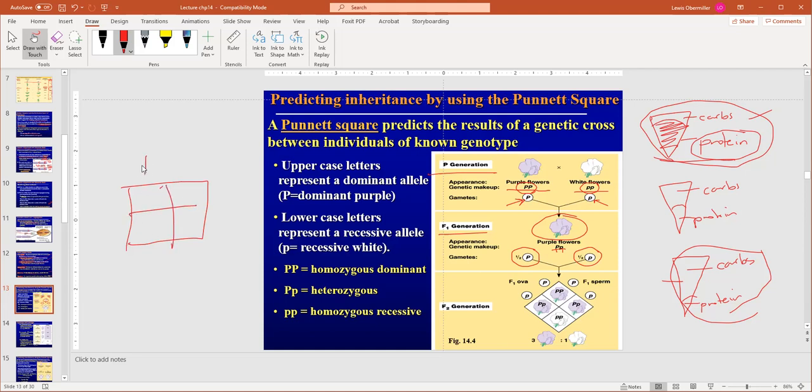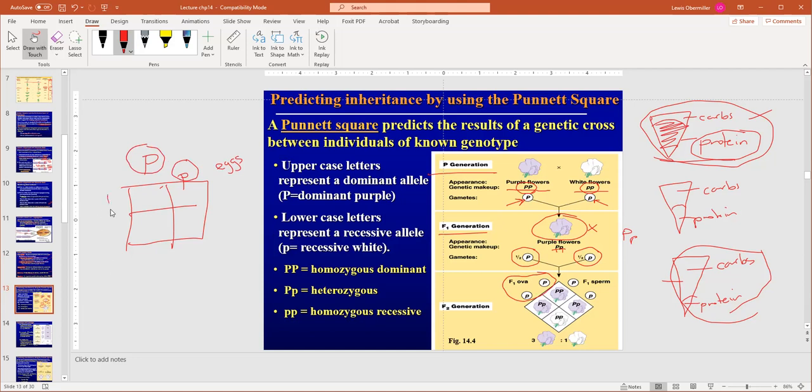And we know that this is going to be bred to another big P, little p plant. So we have one parent, the female that makes eggs, which is going to be big P, little p. I'll draw circles around them to represent eggs. And that would be mom, of course.